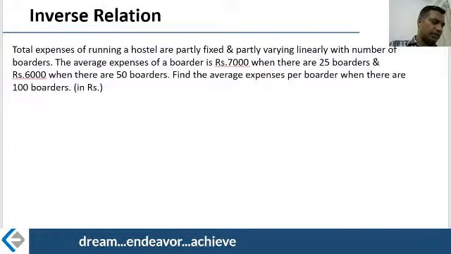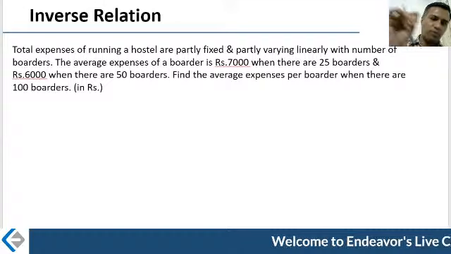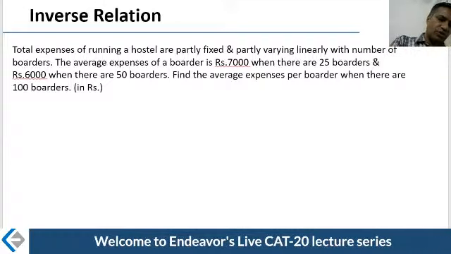Okay, before this, let me go to direct relation and inverse relation. We'll do two problems and we are done. Now listen to me. What is direct variation, friends? I will write in this corner. Very important. What is direct variation?